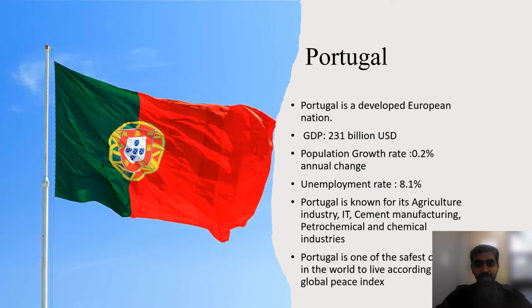Portugal is a developed European nation, and the GDP of Portugal is 231 billion US dollars, and the population growth rate is 0.2% annually, and the unemployment rate is 8.1%. Portugal is really known for industries like agriculture, IT, cement manufacturing, petrochemical, and chemical industries. Portugal is considered one of the safest countries in the world according to the Global Peace Index.